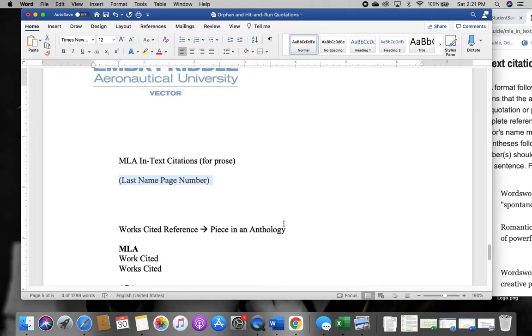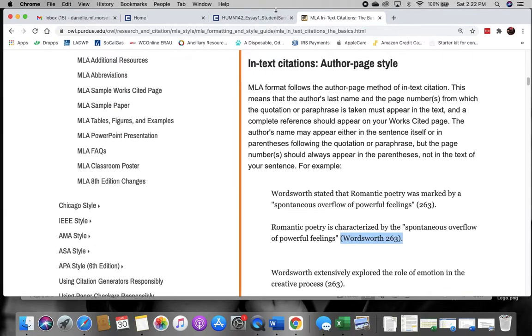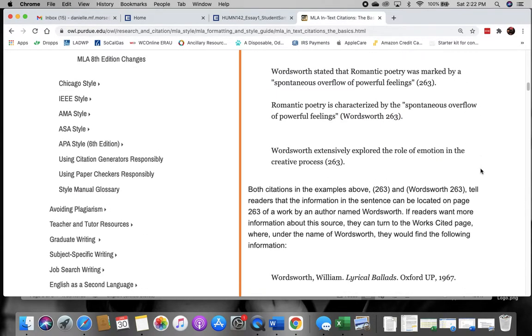I could say, well, if there's no author, then you would use the title, and what does that look like? But we're always going to have an author. So there's really no need to get into that.